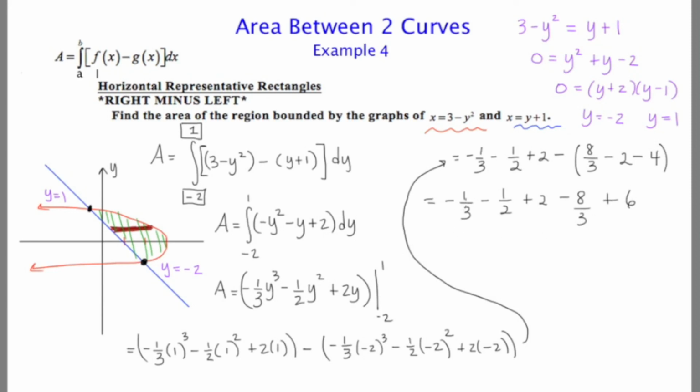And let's see, negative 1/3 and negative 8/3 is negative 9/3 or negative 3. So we took care of that. 2 and 6 make an 8. And then we have minus 1/2. So now we have negative 3 plus 8 is 5, and 5 minus 1/2 is 4.5. So the area of this region enclosed by the sideways parabola and the line is 4.5.